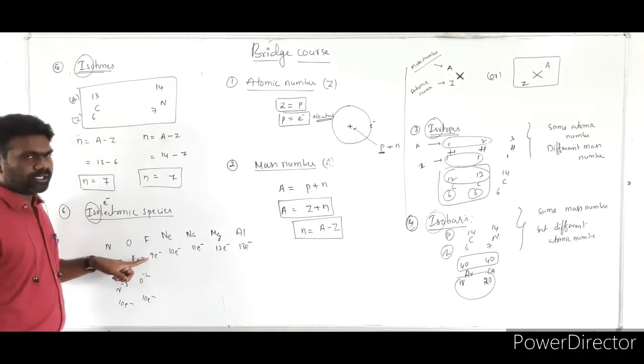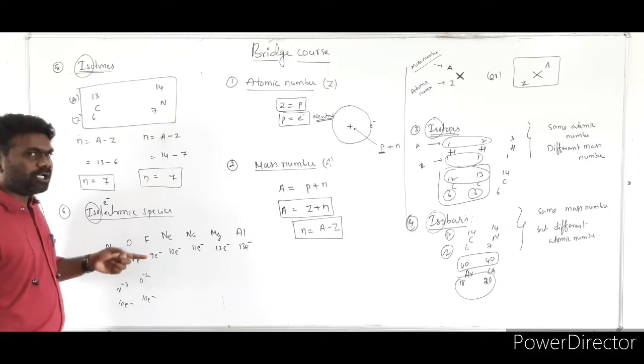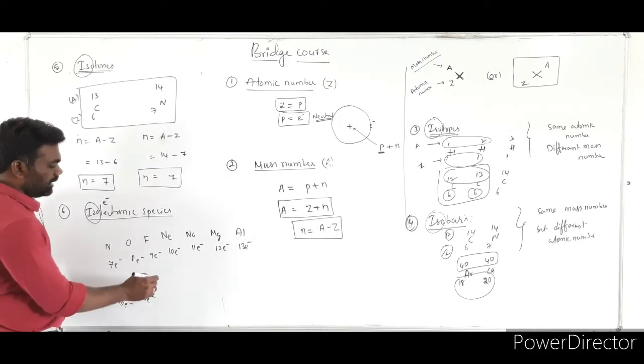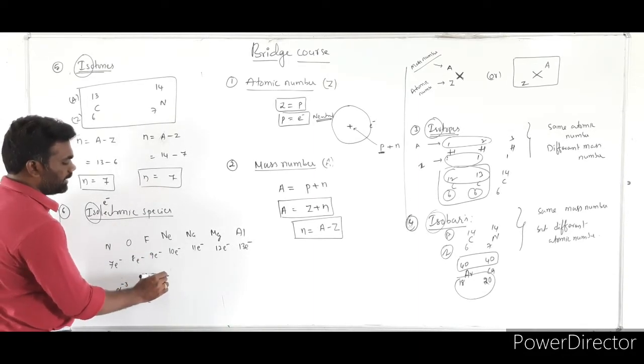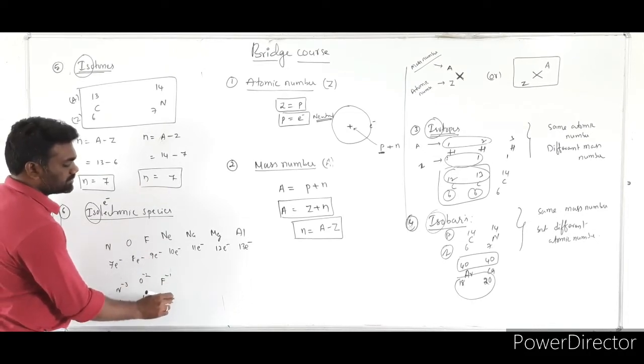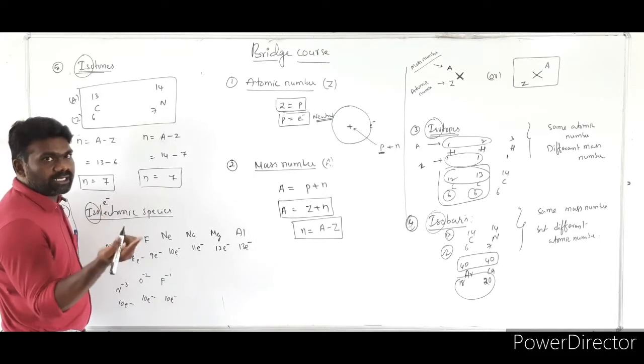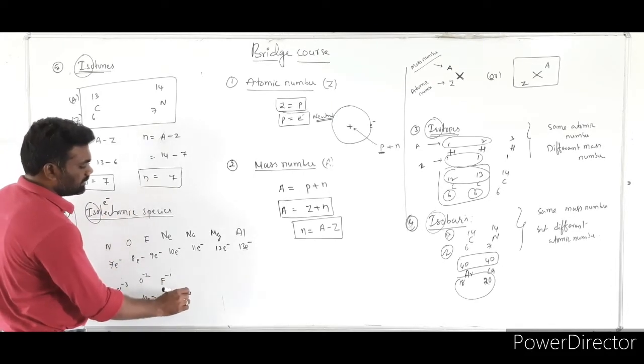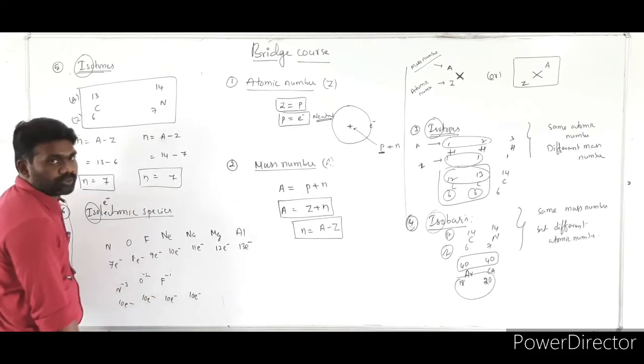And if you take fluorine, 9 electrons is there. Fluorine will take 1 electron. Then gaining of electron will become F minus. So 9 plus 1 adding, then it will be 10 electrons. Neon, we are not adding electrons, we are not removing electrons, so the electrons remain same, 10. Neutral atom.